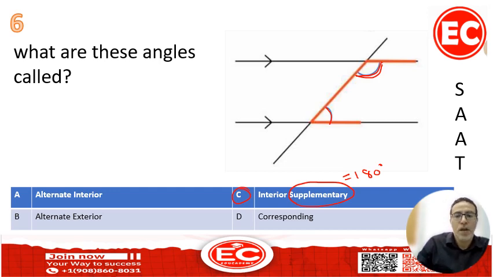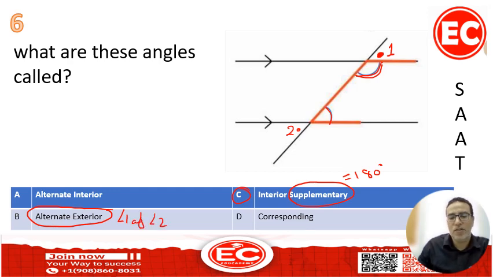But what about these two angles? This one, number 1 and number 2. What about them? The place of these two angles is called alternate exterior. So angle 1 and angle 2 represent alternate exterior. What about the angle 3 and the angle 4? Angle 3 and angle 4, we call them alternate interior.